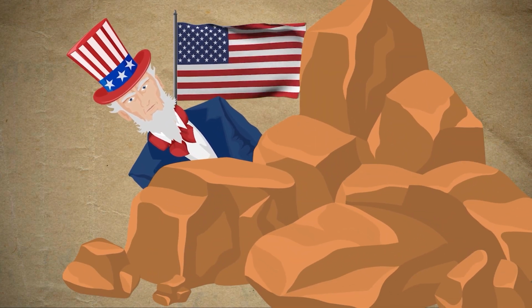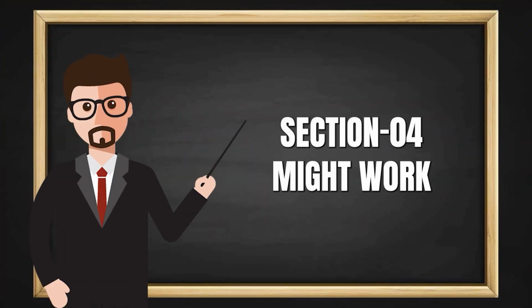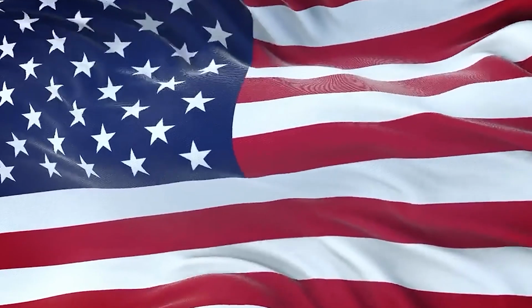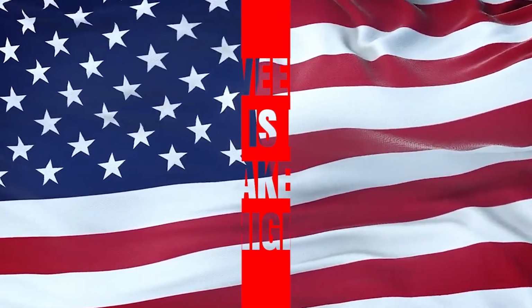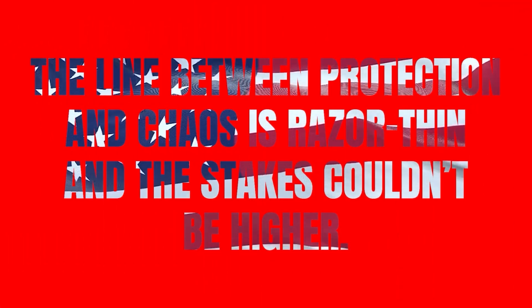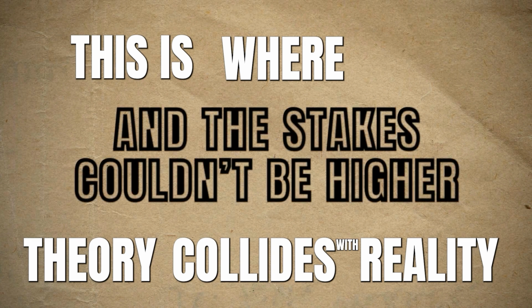As we move forward, we'll explore these questions even further, diving into hypothetical scenarios where Section 4 might work, and whether the system could rise to the occasion when it's needed most. Because in a divided nation, the line between protection and chaos is razor thin, and the stakes couldn't be higher. Act 3. This is where theory collides with reality, and the stakes couldn't be higher.